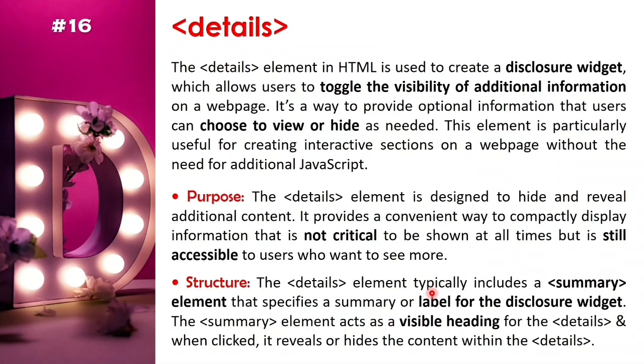So let's move on to details. The details element basically is used to create a disclosure widget, which allows you to toggle the visibility of additional information on a web page. It's a way to provide optional additional information that users can view or hide as they want. That's it. That's the details element. If you have some additional information that's not that critical to be shown at all times, but it's good to be accessible at arm's length, right? So you can put that all inside the details element, and then you can just toggle its visibility on or off as you need, right?